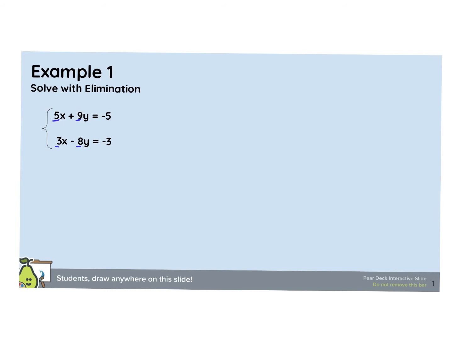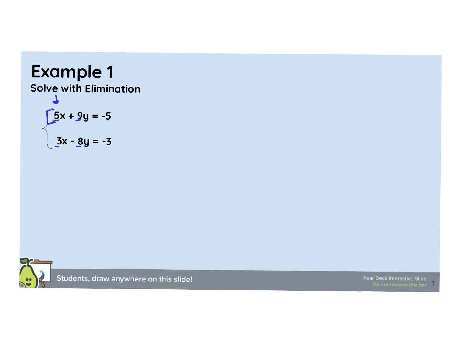So when I look at 5 and 3, there's nothing I can multiply 3 by to get 5. And there's nothing I can multiply 8 by to get 9. That means I'm going to have to multiply both of these equations. So I'm going to pick the smaller numbers. I'm going to deal with the 5 and the 3. So between 5 and 3, the first multiple they have in common is 15. So I'm going to make both of these x's equal 15.